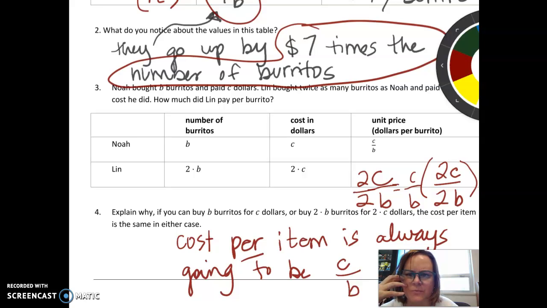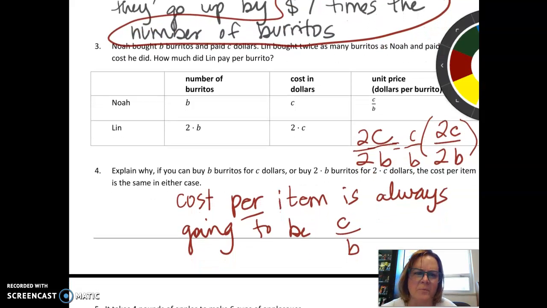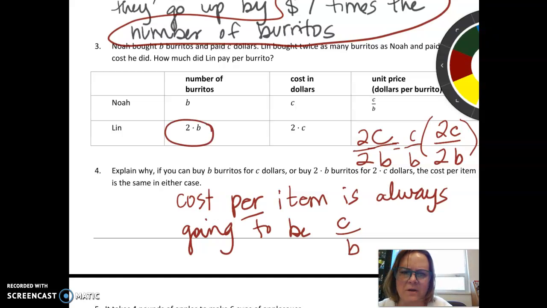So in number 3, Noah bought B burritos, and he paid C in dollars. Lynn bought twice as many burritos as Noah and paid twice the cost. So how much did Lynn pay per burrito? Well, she paid the same amount because 2 times the burritos is going to be 2 times the cost.